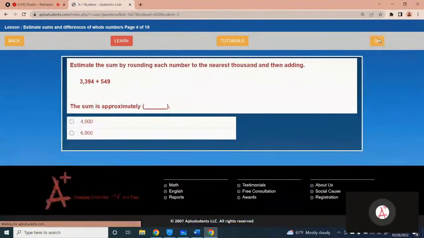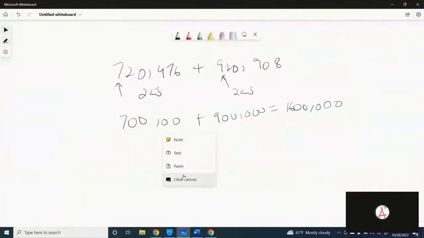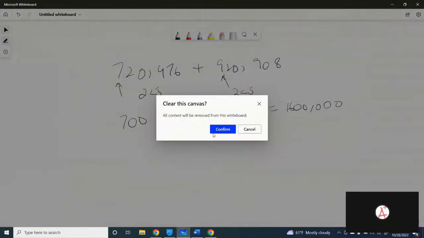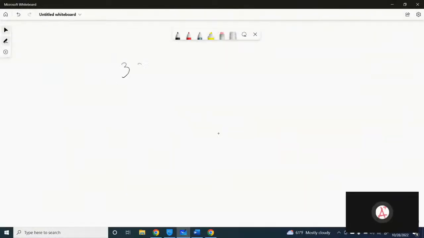Okay, the next one is estimate the sum by rounding each number to the nearest 1,000 and then add. So the numbers are 3,394 and plus 549. Okay, 3,394, let me write it down on board, and plus 549. So this digit is at the thousands position.